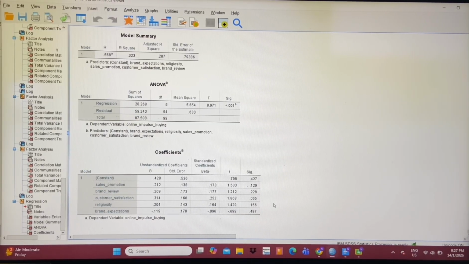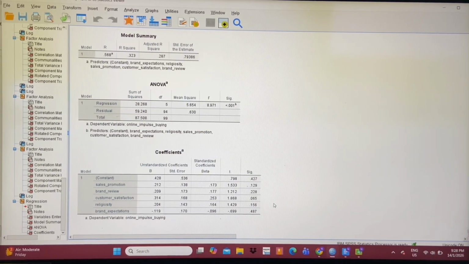And the next one is customer satisfaction. Customer satisfaction has a beta value of 0.253, which is the highest among all the predictors. The significance value is 0.065, which is slightly above 0.05. Although it is not statistically significant, it shows a relatively strong positive influence compared to the other variables.